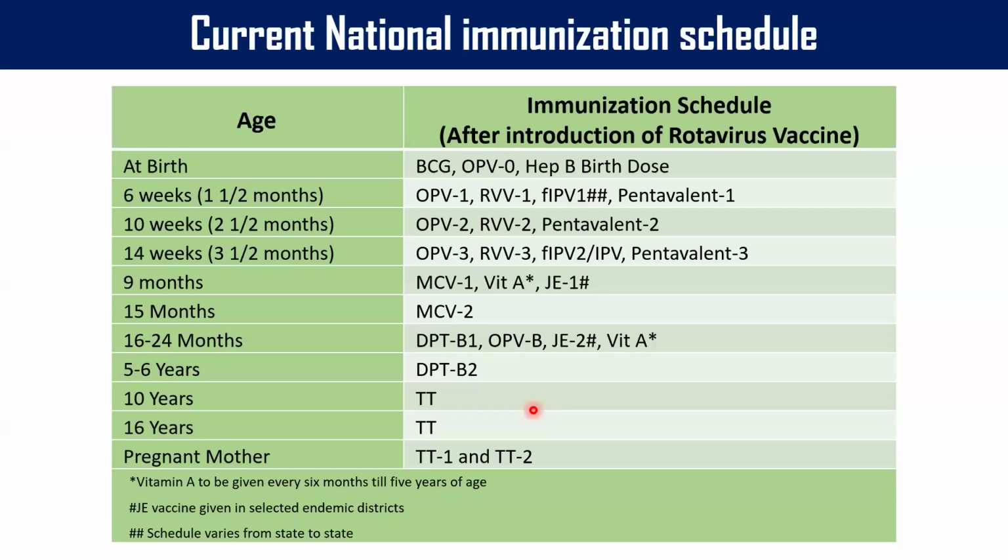MR vaccine now, rubella is also given along with vitamin A supplementation. And epidemiologically, in some situations where there is an epidemic of JE, the JE vaccine is also available in the schedule. The second dose of MR vaccine is given between 15 to 18 months. At around 1.5 years of age, a booster dose is given, and at 5 to 6 years DPT second dose. Then 10 years and 16 years, and for pregnant mothers, TT1, TT2.